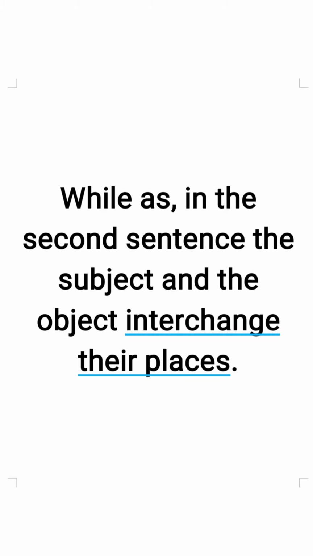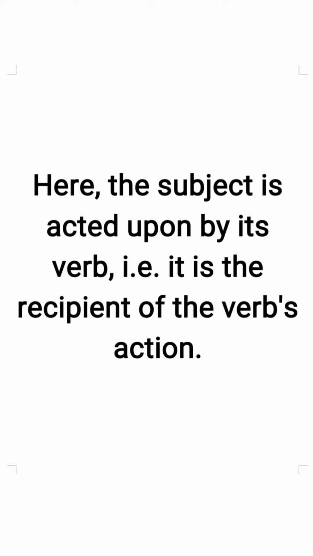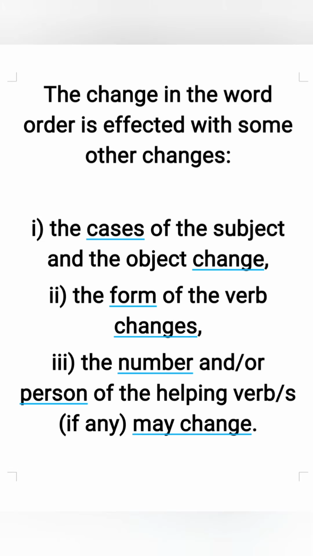Whereas in the second sentence, the subject and the object interchange their places. Here, the subject does not act but is acted upon by its verb, that is, it is the recipient of the verb's action. We see the change in word order is effected with some other changes as well. First, the cases of the subject and object change. In the first sentence, I is the subject in the nominative case, whereas in the second sentence, it becomes me, object, and is in the objective case.